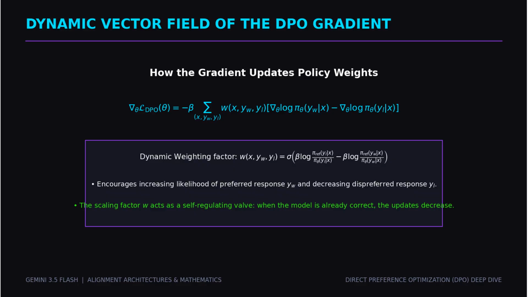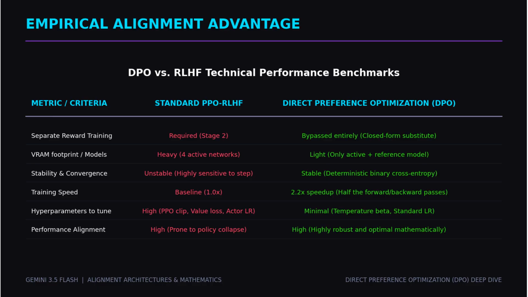In essence, the loss increases when the policy assigns a higher probability to the preferred response relative to the reference policy and decreases it for the dispreferred response. The gradient of this loss function acts as a dynamic vector field, scaling updates based on how incorrect the model's current preferences are. DPO represents a massive leap forward in model alignment.